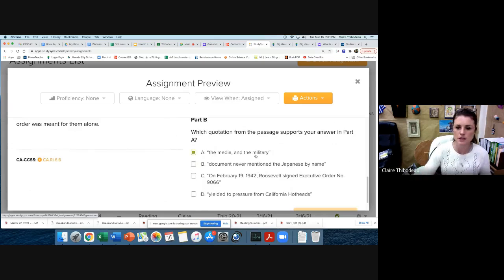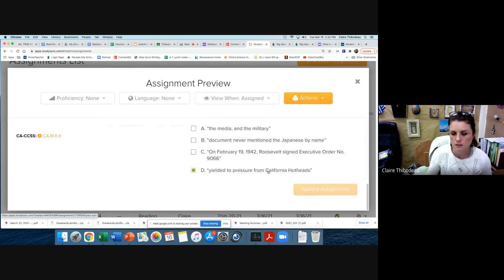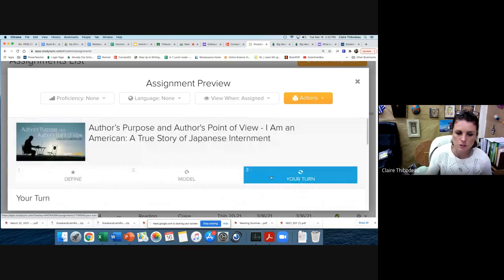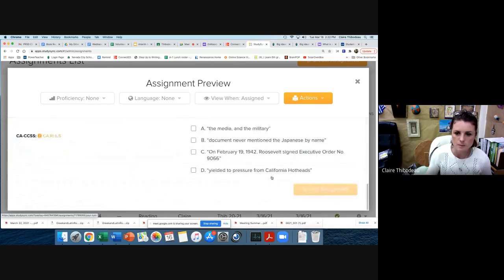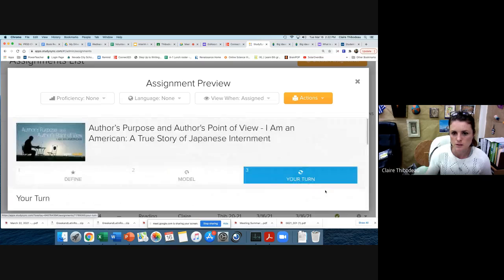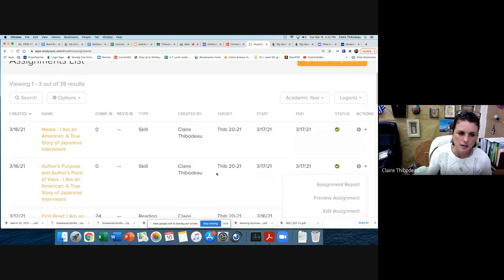So do a process of elimination, figure out which ones have nothing to do with your answer, and then narrow it down to two, and then pick the one that has the most support or the most relation, maybe some similar words in the text. All right, so once you've done that, double check, look it over again, and then you may submit your assignment. After you've done that, we're going to go to our second skill, which is media. I Am an American, a true story of Japanese internment.